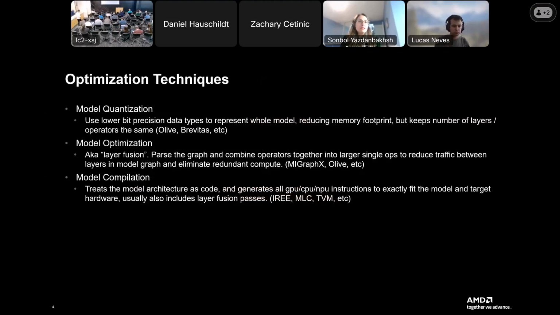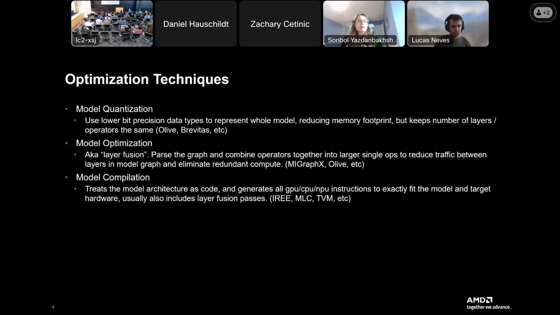As I mentioned, the solution that we have is optimization techniques. There are different optimization techniques that we can use to deploy these huge models locally. One of them is model quantization. In model quantization, they usually use a lower-bit precision data type to represent the whole model. So the structure of the model and the number of layers are the same, but in lower precision. The tools that we can use for this optimization are Olive and Quark, which is from AMD.